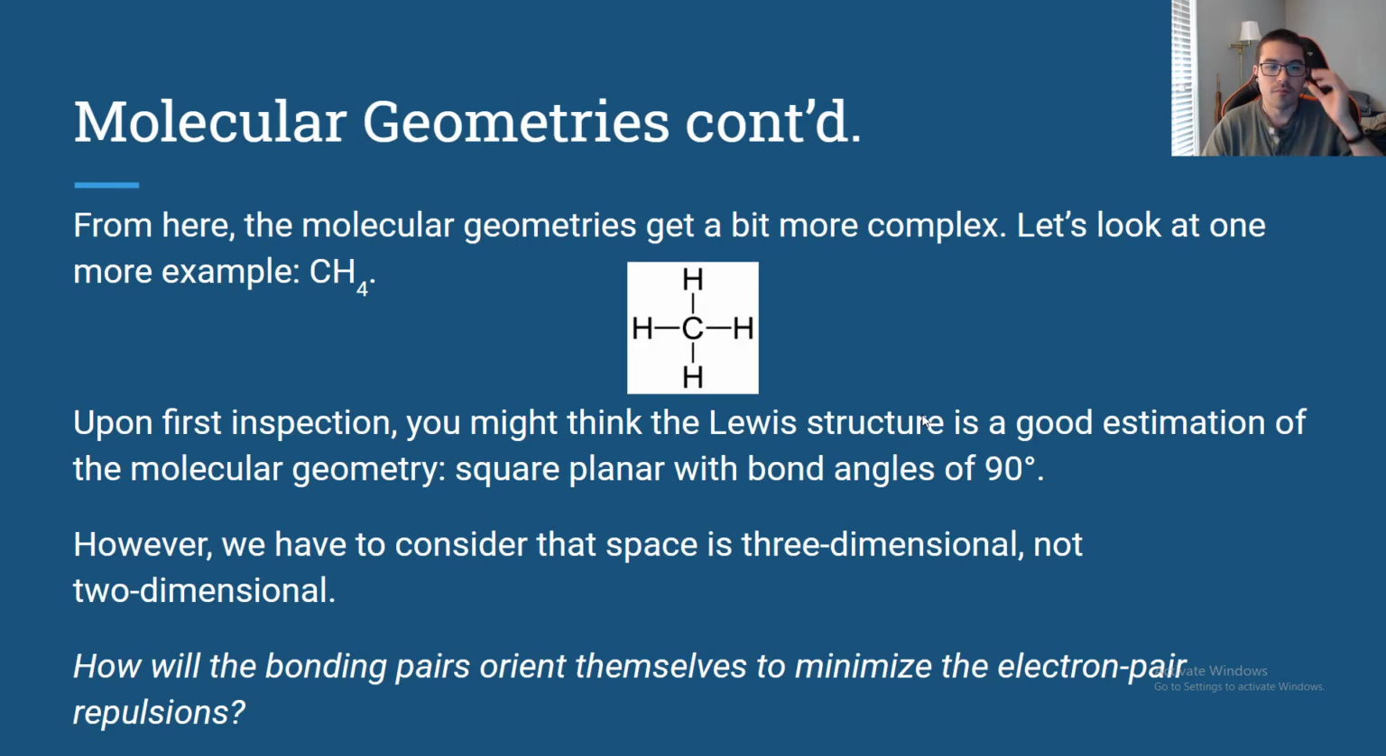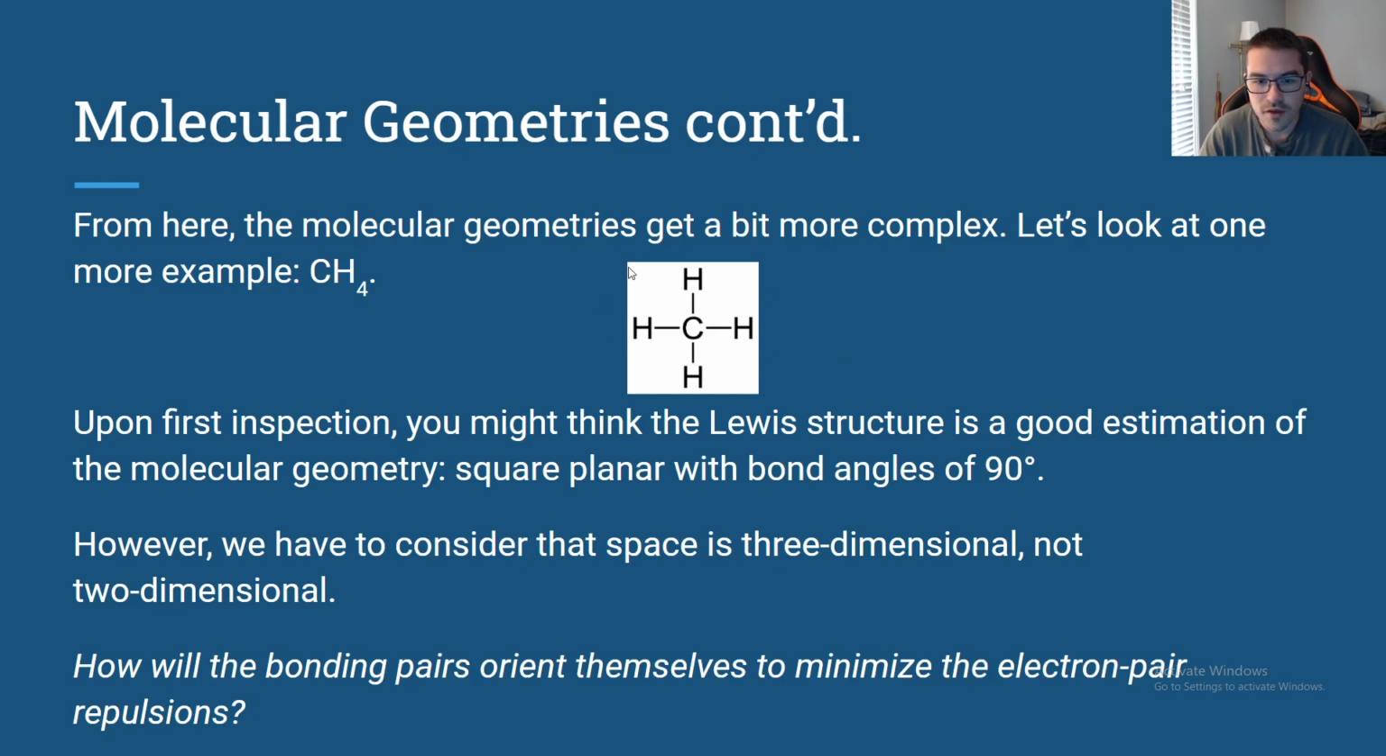All right, from here it gets a bit more complicated, but it's not too bad. So let's look at this example here, methane, CH4. This is the Lewis structure for methane. No lone pairs anywhere. Upon first inspection, you might think that this Lewis structure is a pretty good estimation for the molecular geometry. If this was true, this would be a square planar situation, rather than trigonal planar, because we have 4 things, and the bond angles would be right angles, 90 degrees. However, we have to consider that space is 3-dimensional, not 2-dimensional.